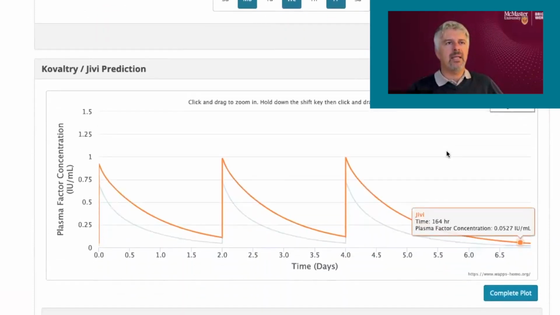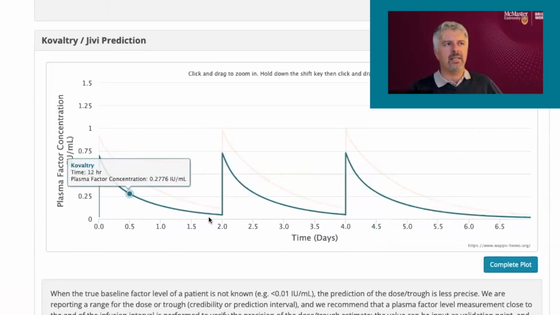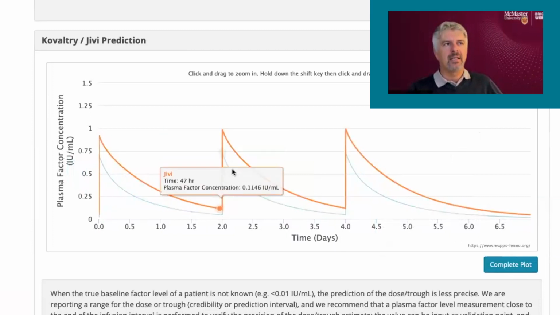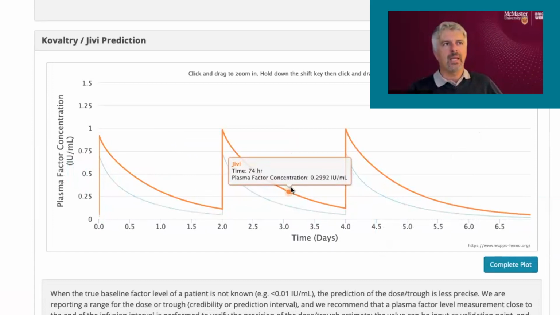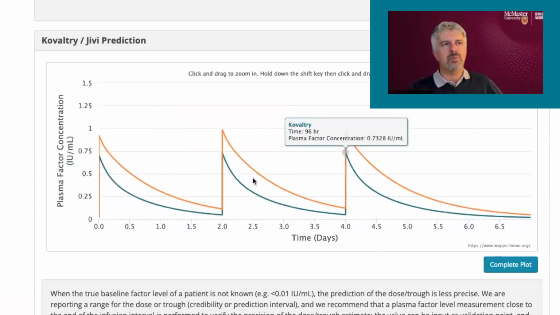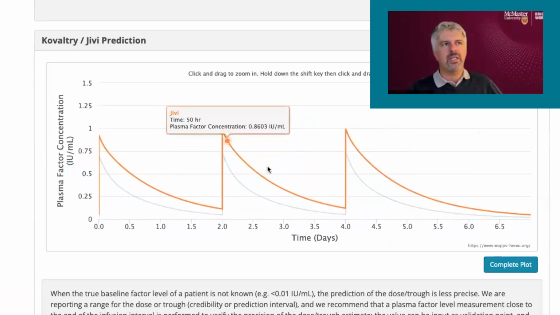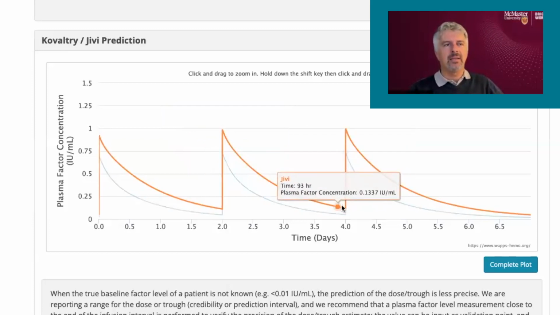What happened is that I get a double graph where I have in green Kovaltry, the current profile, and in orange GV. And in this case, you see on the graph that you get higher peaks and higher troughs. In this specific switch, GV at the same dose, same frequency, gives higher values than Kovaltry at any given point in time.